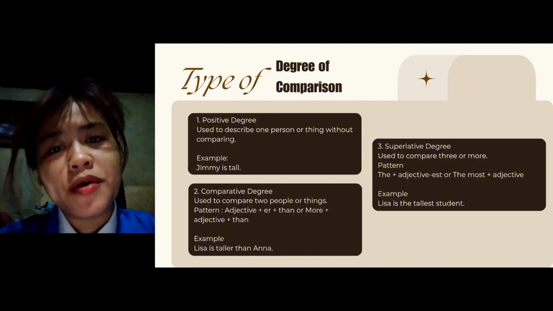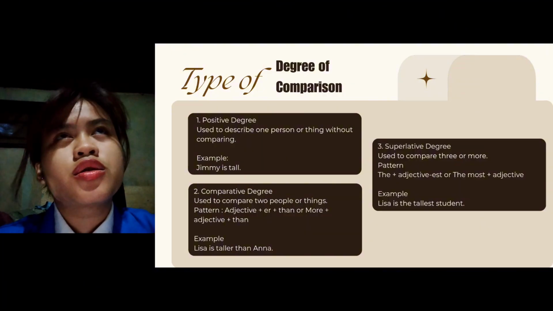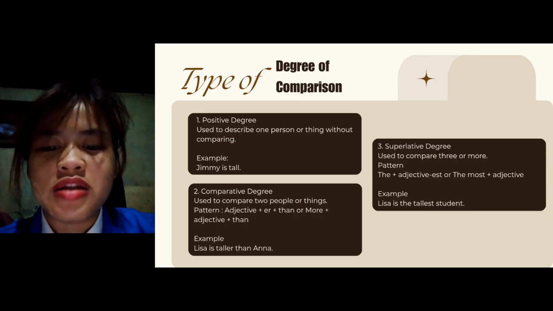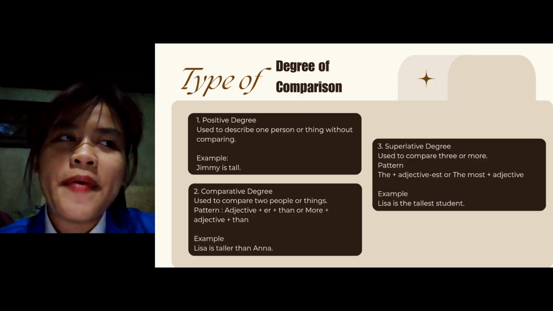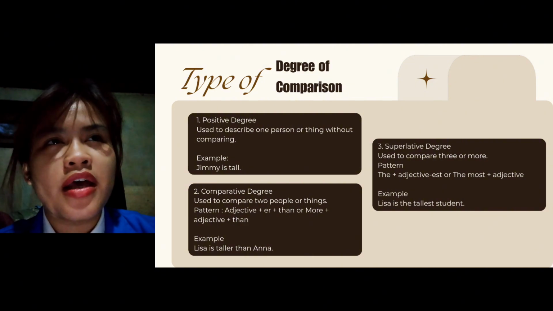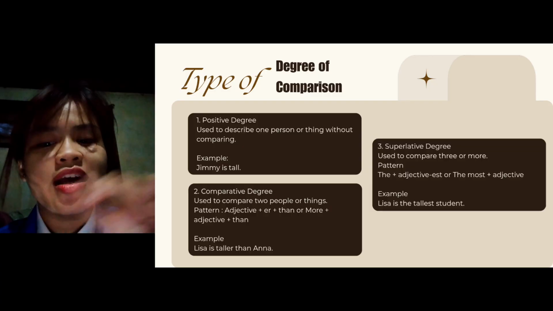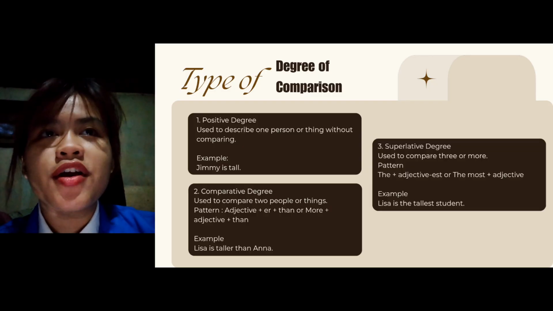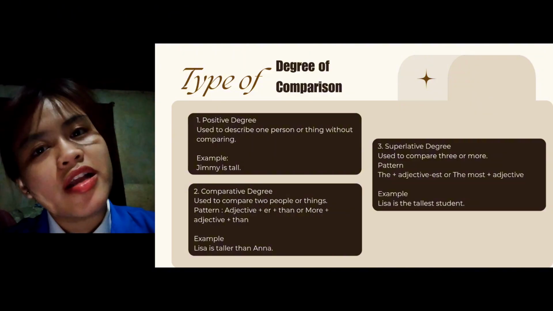The third is superlative degree. Superlative degree is usually used to compare three or more things. For the pattern, it usually uses the plus adjective plus est, or the most plus adjective. For example, Lisa is the tallest student.